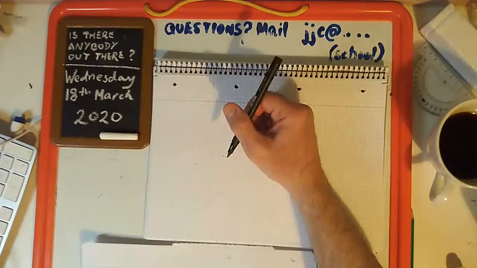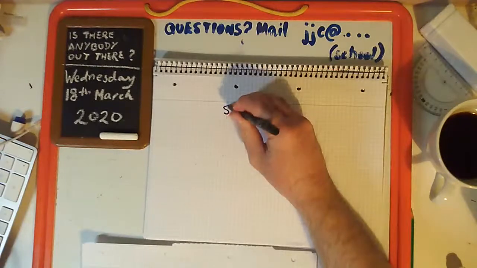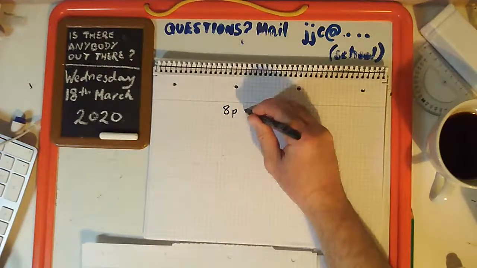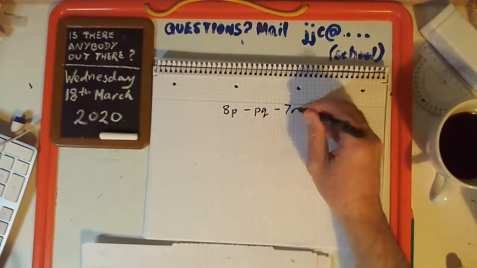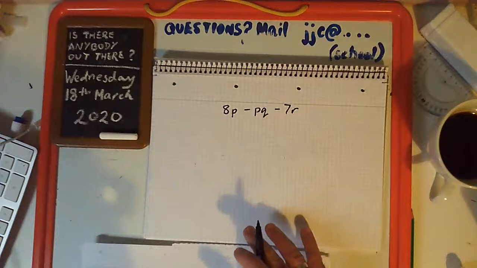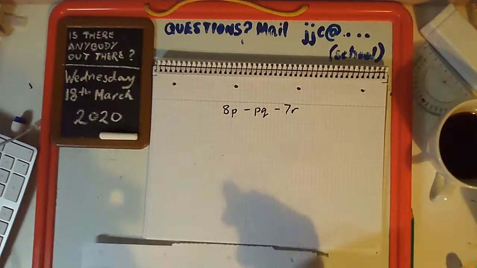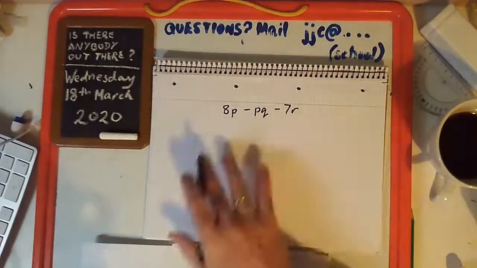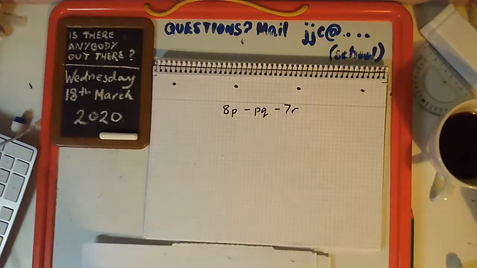Sorry for being late. I don't know how to solve this because it is negative. Can you explain live on your YouTube channel, please? Well, okay, so 8p minus pq minus 7r. You're going to need to give me more information because I don't know what the question is asking you to do with that. It could be some kind of factorizing thing, or it could be figure out what this is worth when p and q and r are certain values.